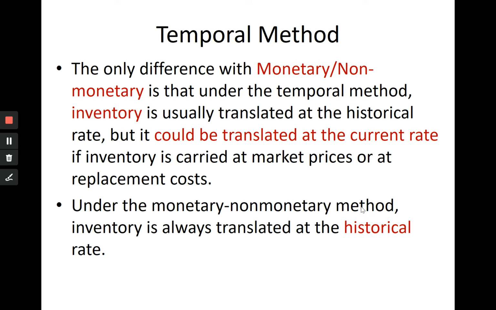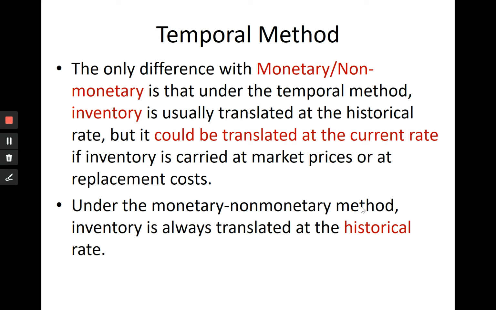Under the temporal method, the difference with monetary and non-monetary method is how we treat inventory. We usually translate inventory at historical rate. However, temporal method allows us to translate inventory at current rates, if we carry the inventory at market price or at replacement cost in our accounting. Of course, carrying at current exchange rate makes the calculations a bit more user friendly. So this method allows it for inventory only.